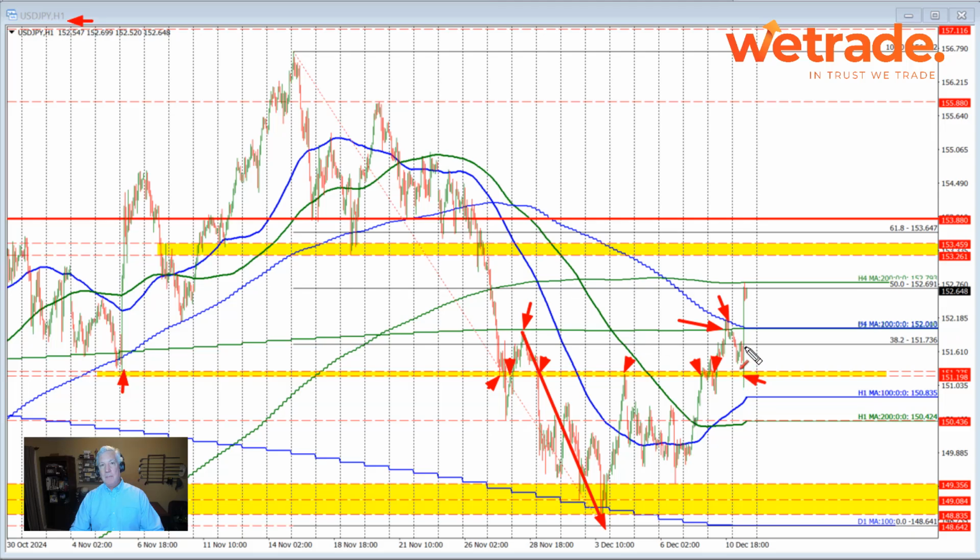And that bounce up more to the upside took the price back above the 38.2% retracement, back above the 100-bar moving average and the 200-day moving average here. And that opened up the door for the next targets up here, including the 50% midpoint of this move to the downside from the November high to the December low. That level comes in at 152.69, and the 200-bar moving average on the 4-hour chart just above that level at 152.79, and that's where the market stalled.